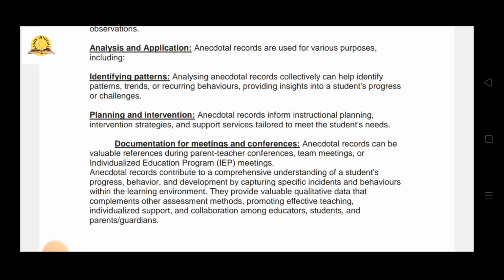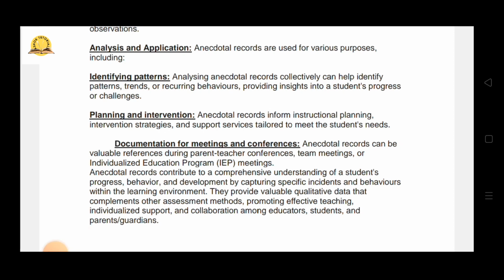Let's see. Identifying patterns. Analyzing anecdotal records collectively can help identify patterns, trends, recurring behaviors, providing insights into a student's progress or challenges. Anecdotal records provide us the different patterns or trends taking place in the person's behavior, so we can understand, evaluate, and analyze accordingly. Now planning and intervention. Whenever you want to plan something, you can use anecdotal records. Anecdotal records inform instructional planning, intervention strategies, and support services tailored to meet the students' needs.